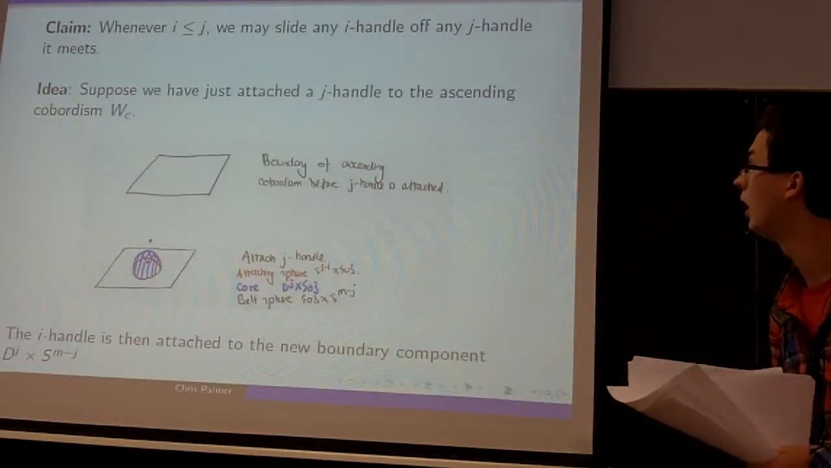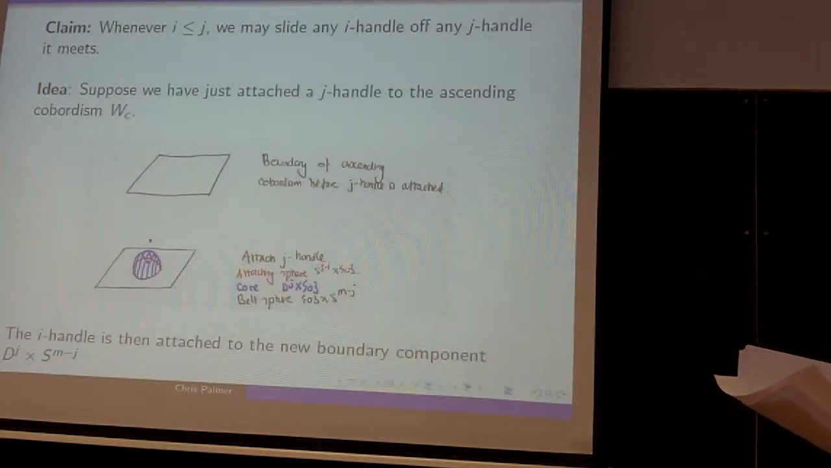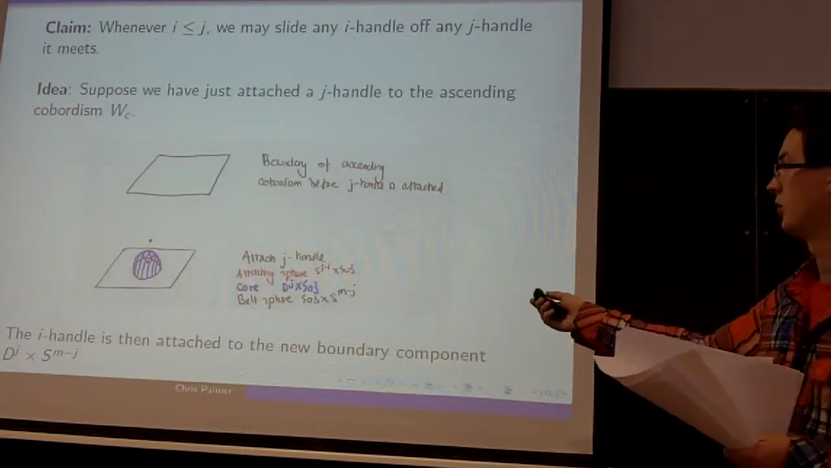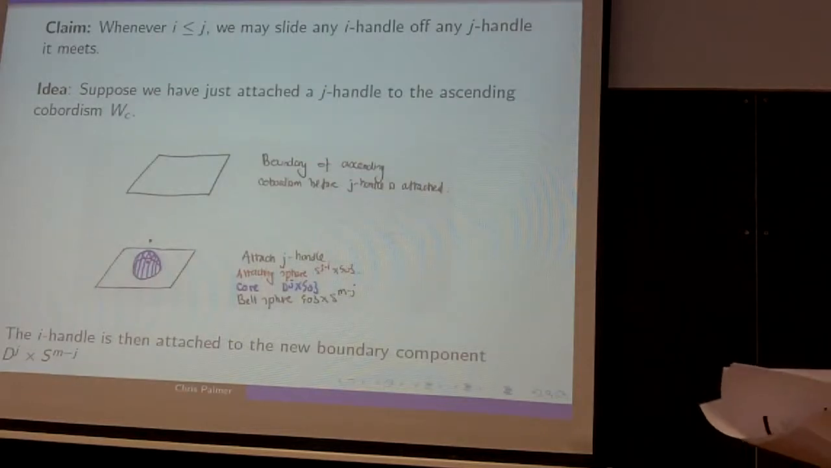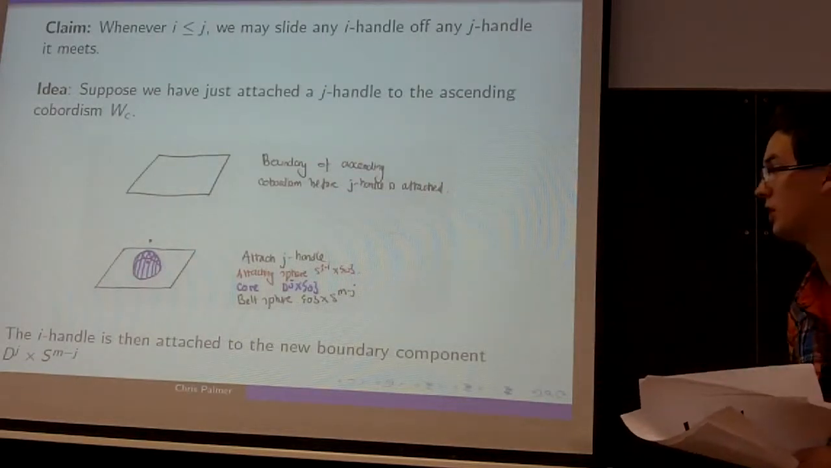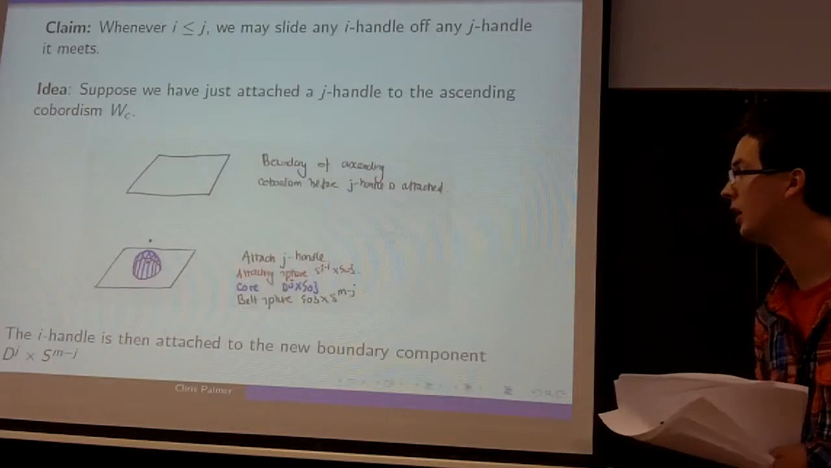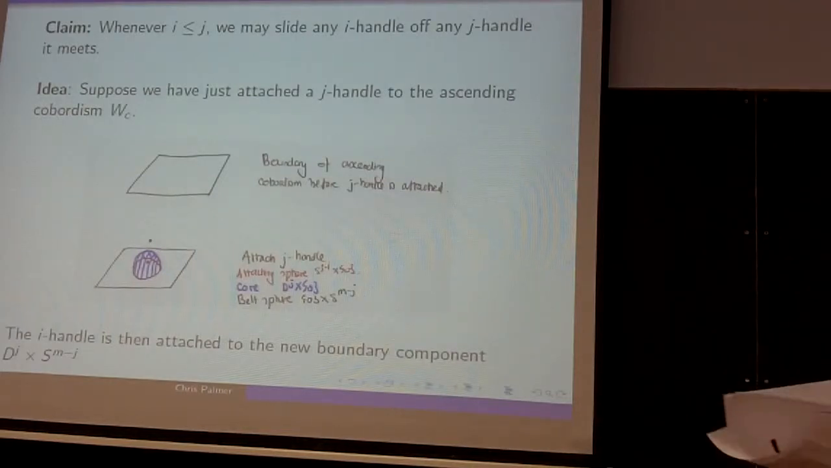So this diagram shows what's going on. We are attaching the J handle, and when we do this, there's a new boundary component created, the product of D^j and S^(n-j), and this is what we're going to attach the I handle to.